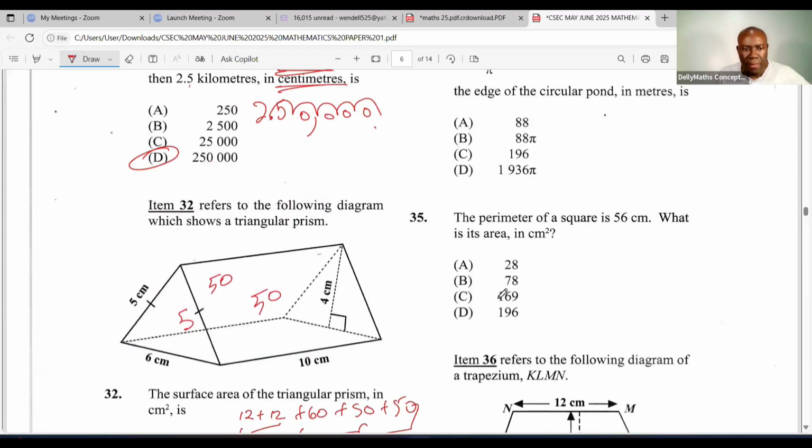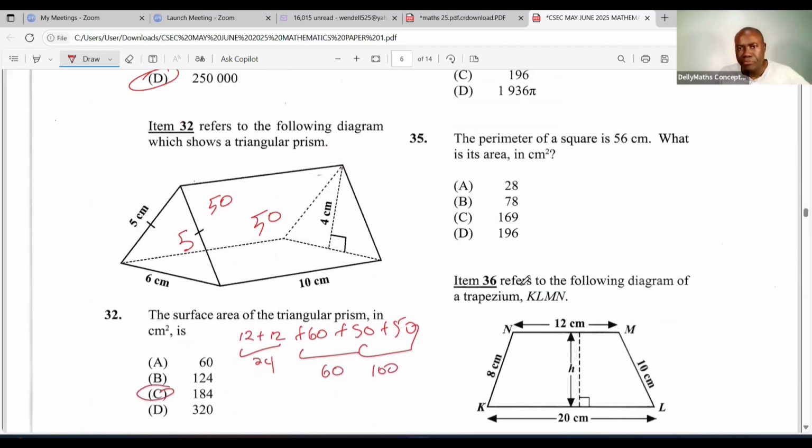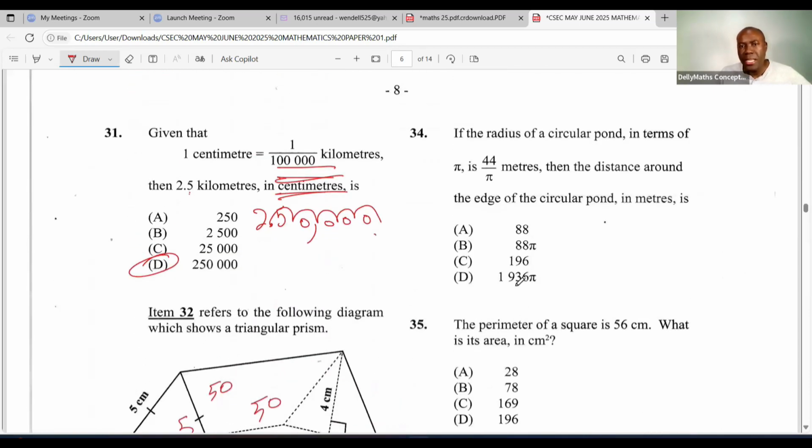Where am I? 33. So it says here, if the radius of a circle in terms of pi is 44 over pi, then the distance along the edge of the circle. So they want the circumference, right? So the circumference is going to equal 2 pi r. So 2 pi r. What is the radius? This is the radius.